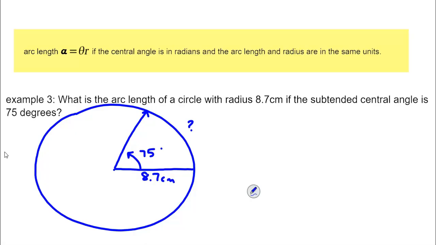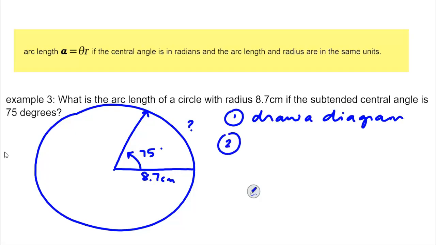Okay, step 1, always in these questions, you're going to draw a diagram, which we just did. Step 2, you always need to be in radians. So if it's already in radians, good to go. Otherwise, you're going to need to convert to radians. And this is what we practiced on Friday. And you had that done for Monday's class.